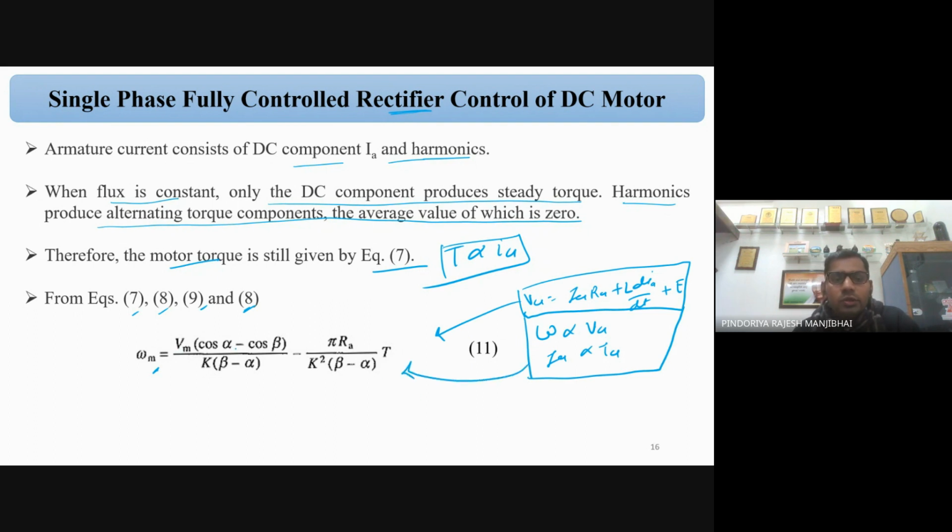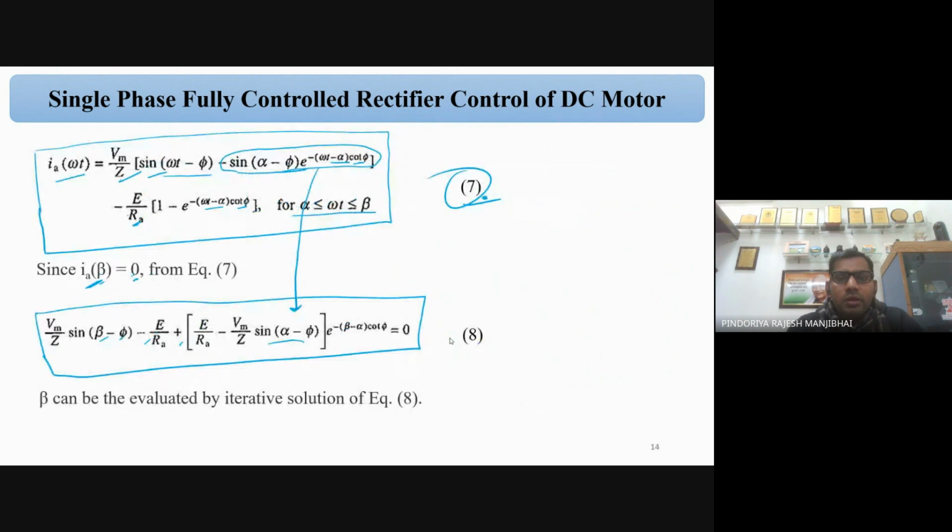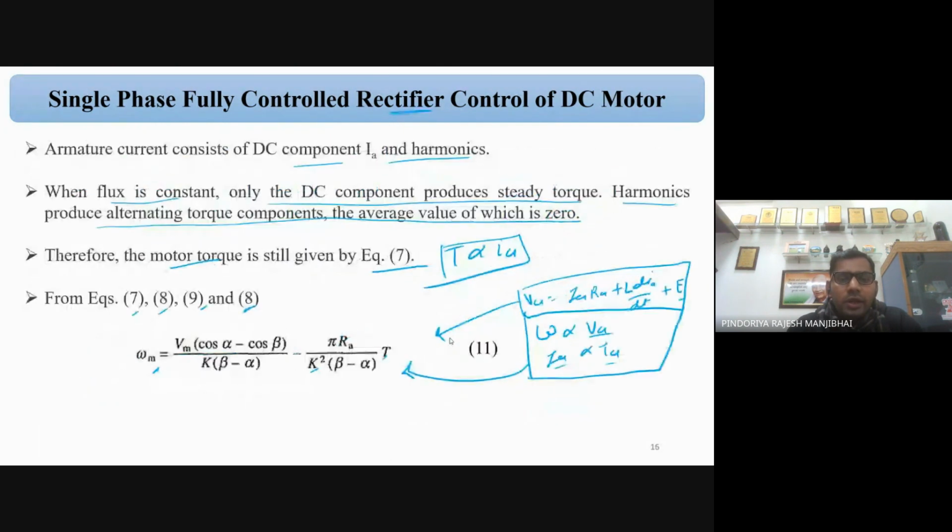There is Vm (cos alpha minus cos beta) divided by k(beta minus alpha) minus pi into Ra divided by k square (beta minus alpha) into T. We already discussed this equation in the last class. Va equals Ia Ra plus L di/dt plus E. Speed is directly proportional to the voltage and current is directly proportional to the torque. So we can derive it from equation numbers 7, 8 and 9.